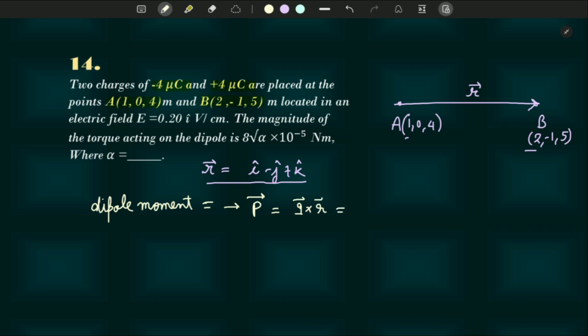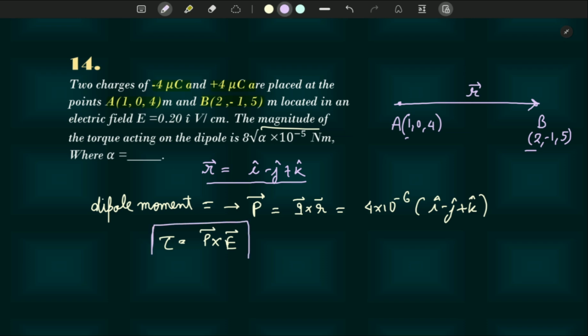Here Q is 4 microcoulomb, so 4 × 10^-6. I can write minus 4 or plus 4, it doesn't matter because I am interested in the magnitude. R is i cap minus j cap plus k cap. Now torque is P cross E. This is a very important formula. Many times questions have come with this formula. So for torque, P is 4 × 10^-6 (i cap minus j cap plus k cap) cross 0.20 i cap.